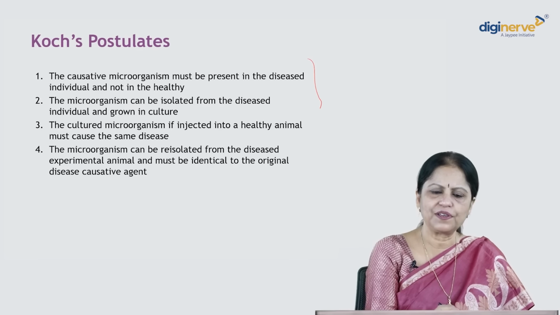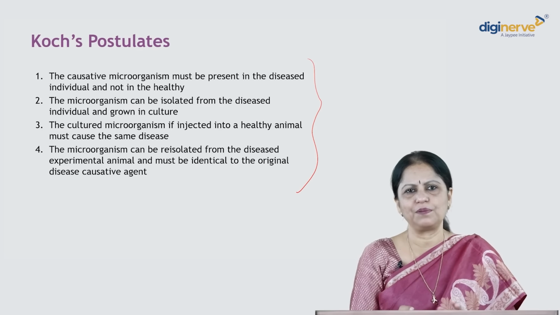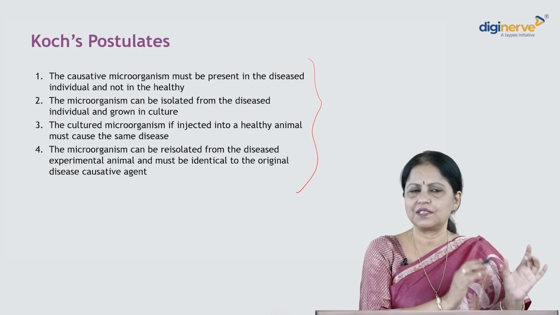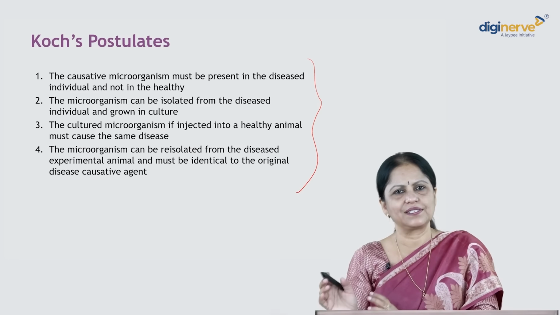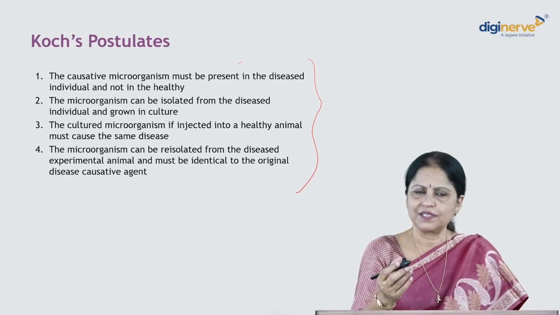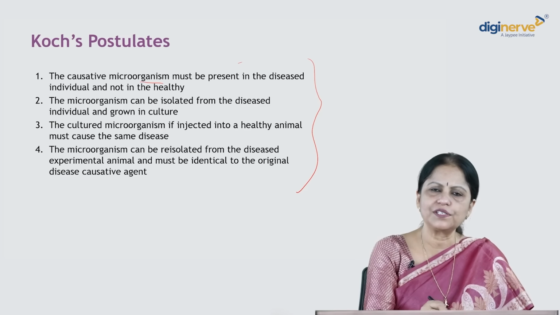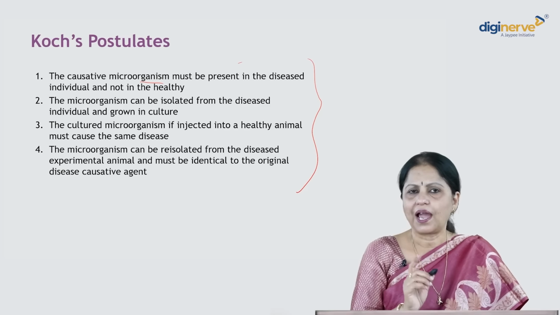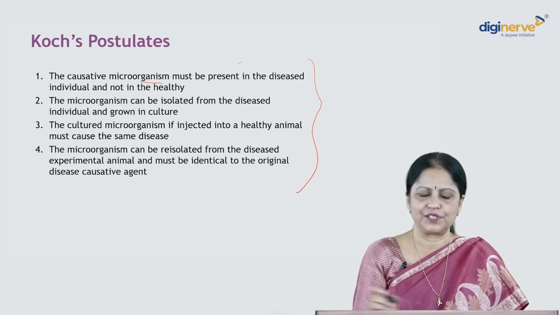These are the four conditions or criteria that have to be met for calling that this germ or this bacteria, this microorganism is the cause of this disease. So these 4 points in Koch's postulates are, first of all, when there is a diseased person, a disease has happened, the causative microorganism must be present in the diseased individual and it will be absent in the healthy individual.